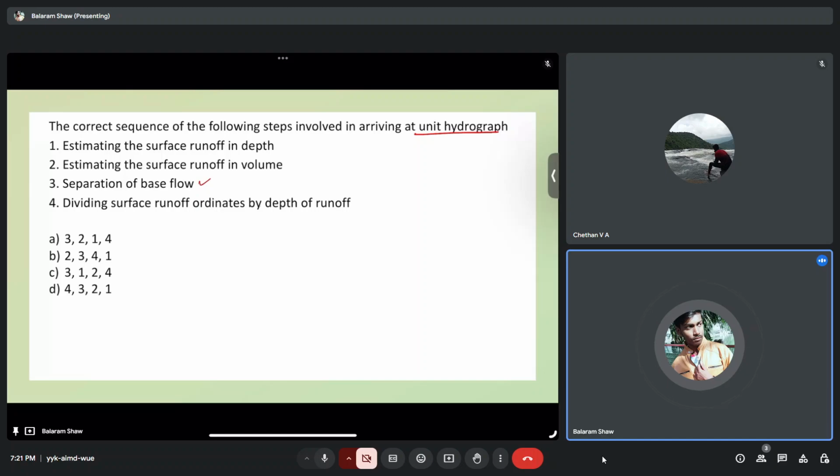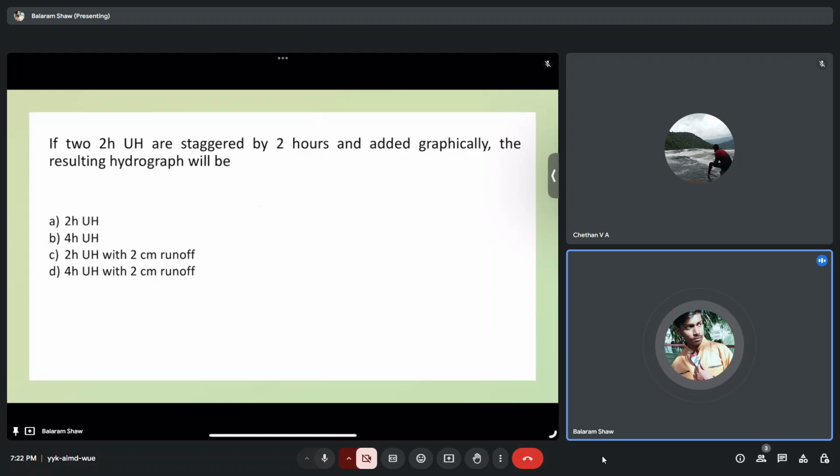Then what you have to do? You have to estimate the surface runoff in volume. Now, after you know this surface runoff in volume, you have to estimate the surface runoff in depth, and then from there you can just divide the surface runoff ordinates by the depth of runoff, and then you will get the unit hydrograph. So this is 1, so it will be 2, this is 3, and this is 4. So the correct answer will be 3, 2, 1, and 4. So the correct answer will be A. Okay. I hope this is clear. Any doubt? Okay, we'll move to the next question then.